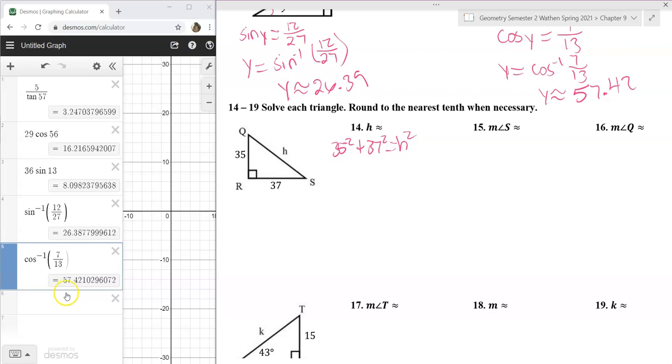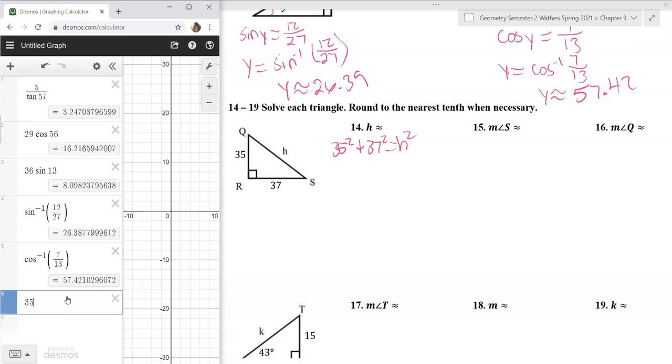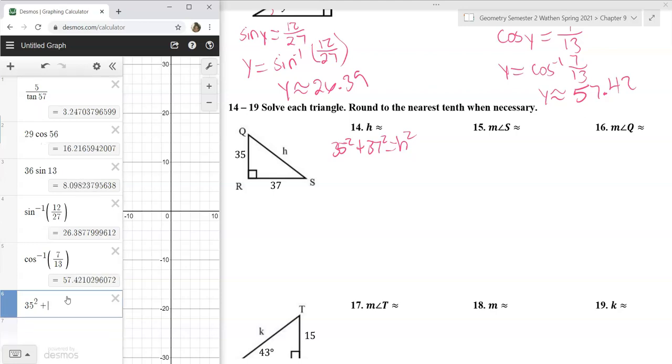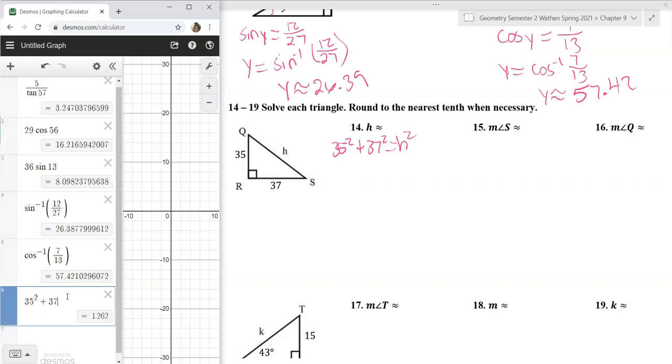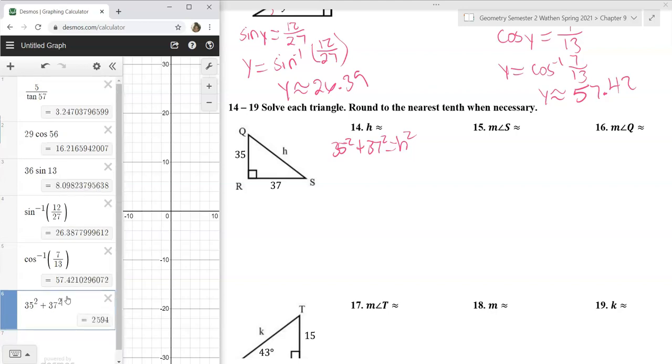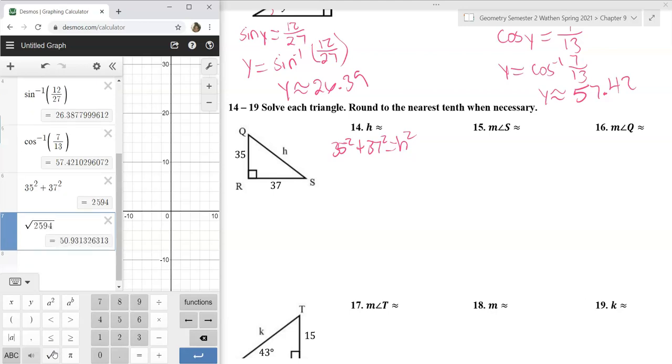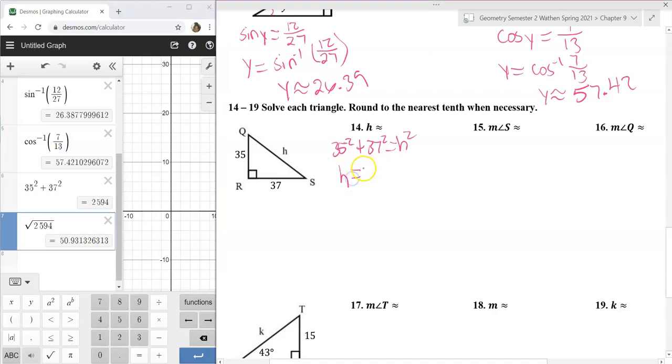So our Pythagorean theorem says that a squared plus b squared equals c squared, where c is the hypotenuse. So I'm going to go ahead and type that into Desmos, right? So 35 squared plus 37 squared is 2,594. Always good to check if that's going to be a whole number square root. So I'm going to go ahead and take the square root of 2,594. And unfortunately, that's not going to be a whole number square root. That's okay. Since it asks us to round to the nearest tenth, we'll go ahead and do that. So h is 50.9.